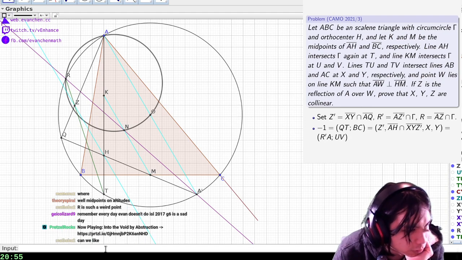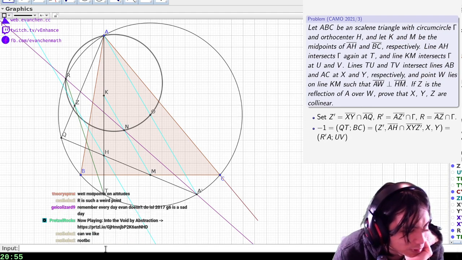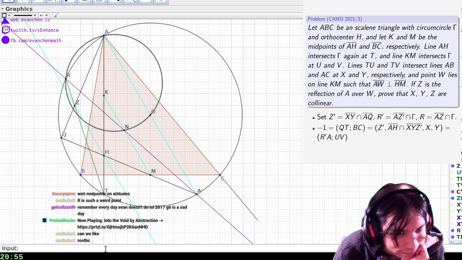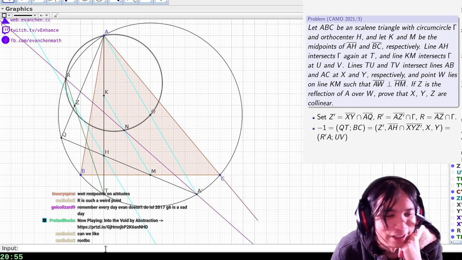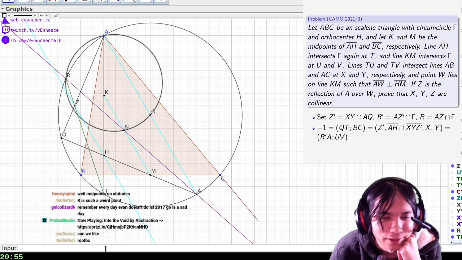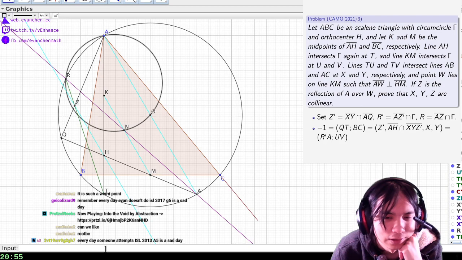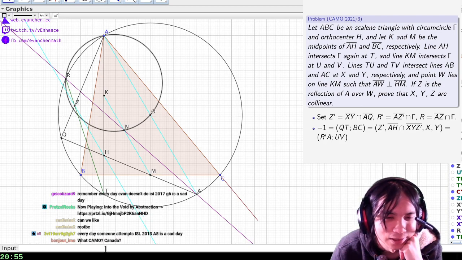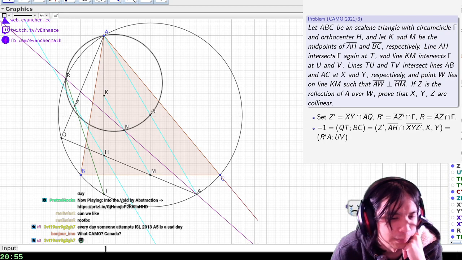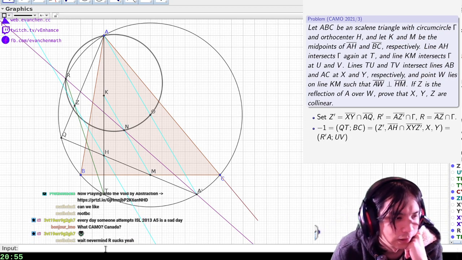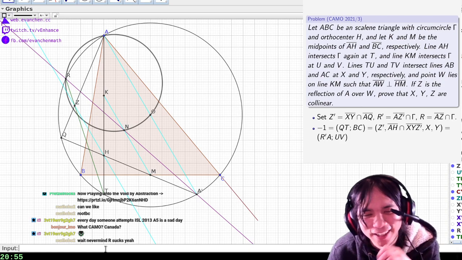Every day Evan doesn't do G6 is a sad day for 2017. Root BC. You can try it, I don't know, because I don't think I can control any of the points R or Z under root BC. Actually, maybe Z you can. I don't know, but I don't think R. What is Canada? Christmas. Yeah, never mind, it sucks. Alright, that's what I thought.